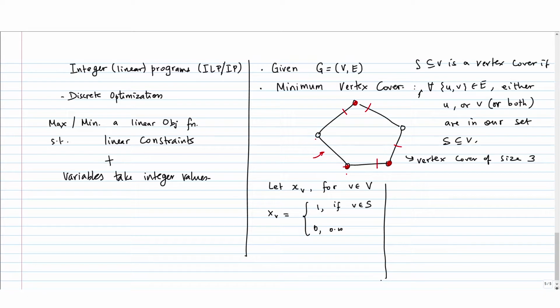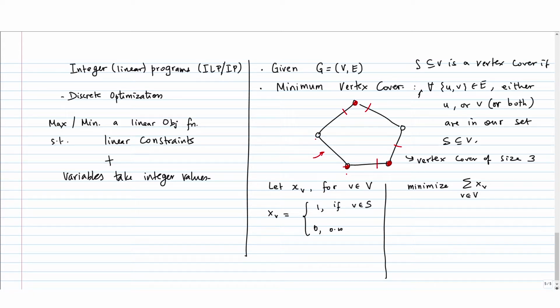What do we want to do? We want to minimize the size of the set. So, if the variables take only 0, 1 values, then the function, the sum over the vertices of the x v values, gives me exactly the size of the set. If a vertex is in the set, it contributes 1 to the sum, and therefore the sum of the x v values gives you the number of vertices in your vertex cover.